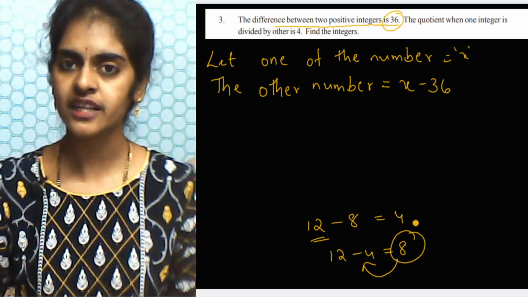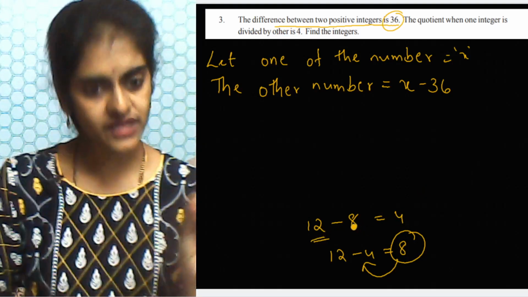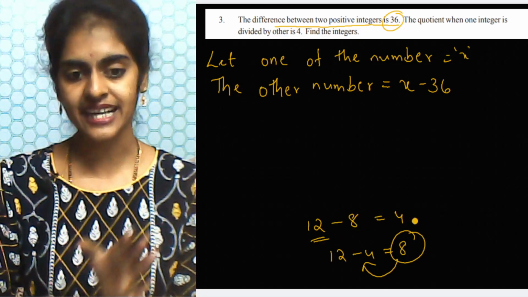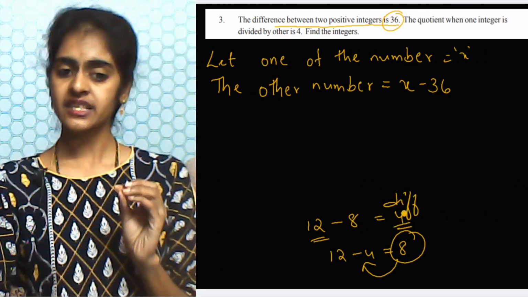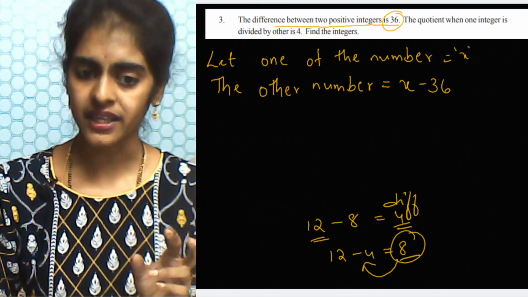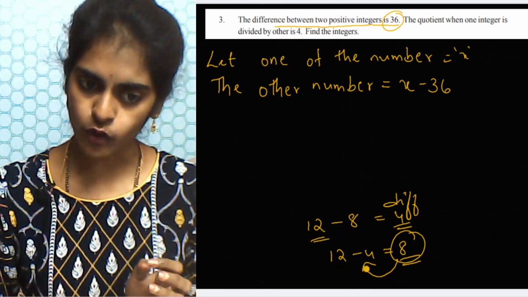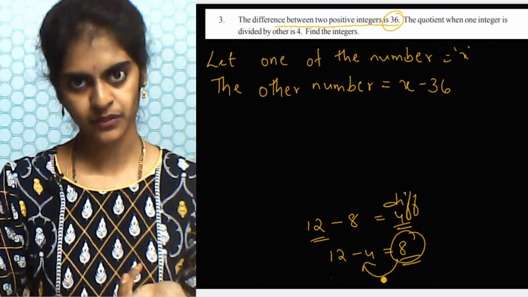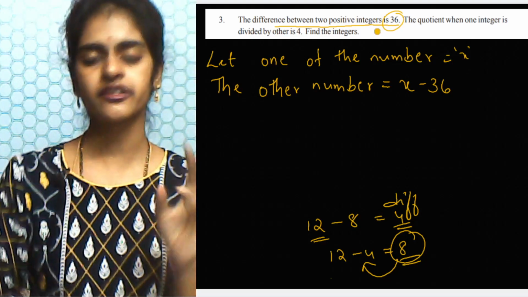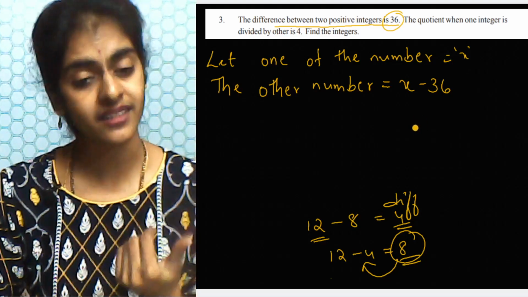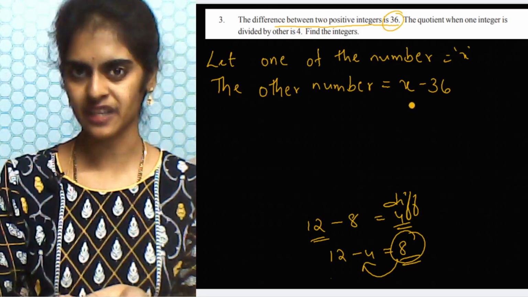Compare it with numericals. Here I am taking two numbers, 12 and 8, so 12 minus 8 gives me 4. That means the difference is 4. Now if I want the number 8, I subtract 4 from 12 and get 8. Similarly, here one number I have taken as x. The difference between the two numbers is 36, so I subtract 36 from x, and I get the other number.